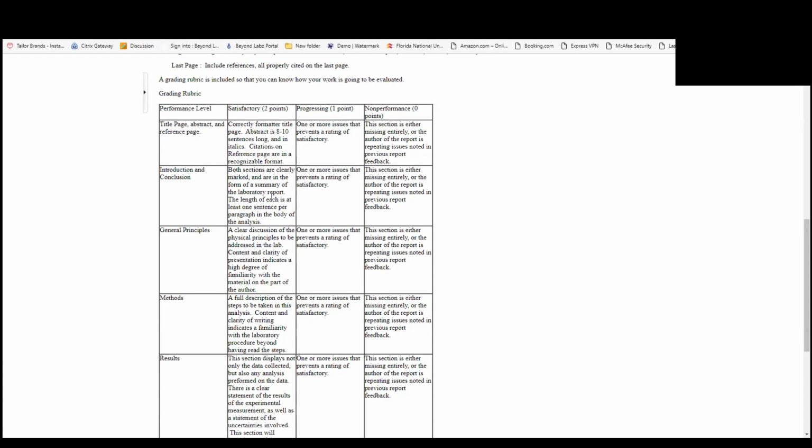This is basically what we are going to use to grade your lab report. So here you can get an idea of what the expectation is. This rubric is the one that we use in Broward College for the labs. So it's a general rubric for any physics lab, but at least it gives you an idea of what is expected in a lab report. So super important, this part.